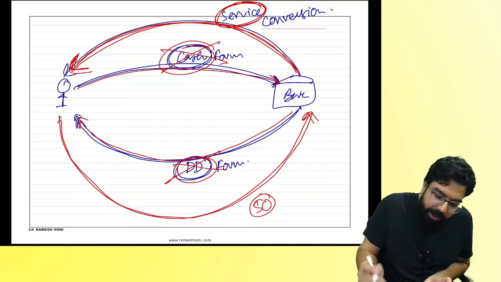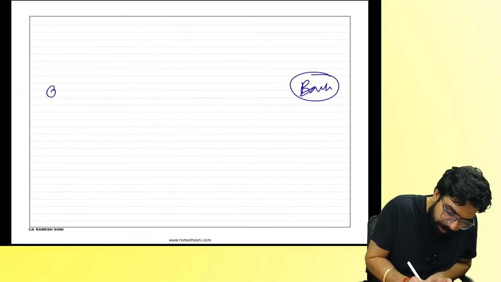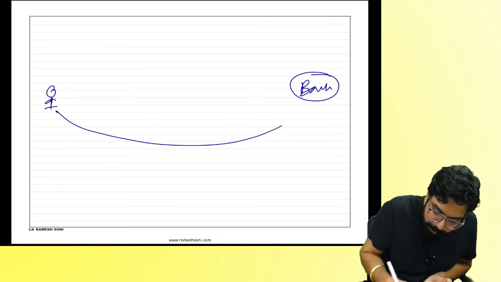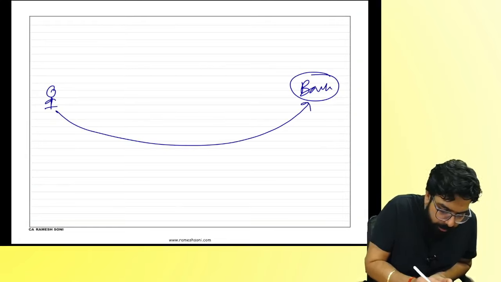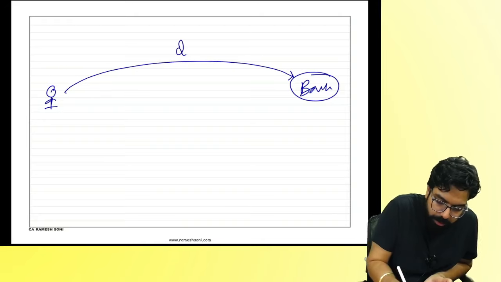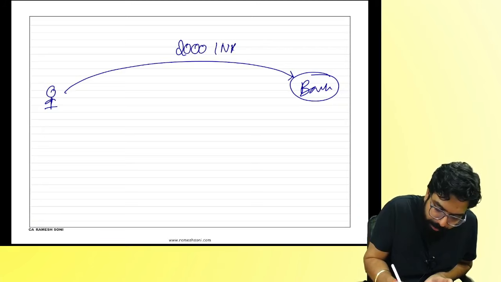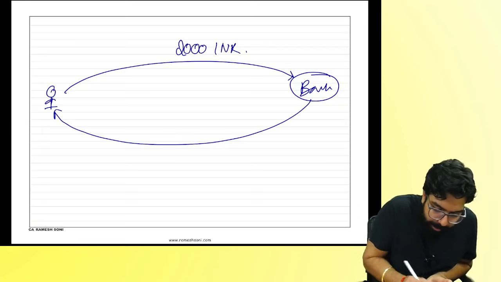Chalo, I'll give you one more example. One currency to another. Okay? This is the bank over here. Okay? This is me over here. I gave the bank 2000 INR. Okay? And the bank gave me dollars.